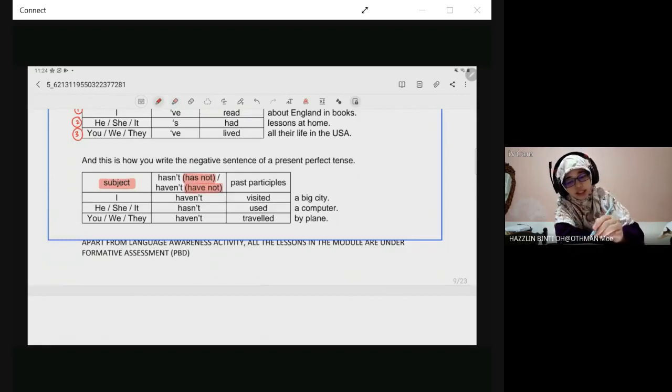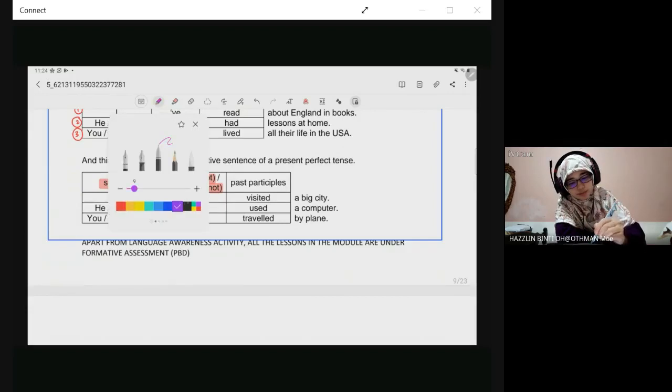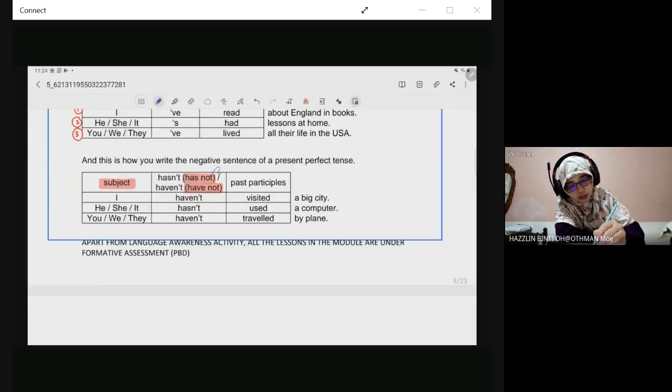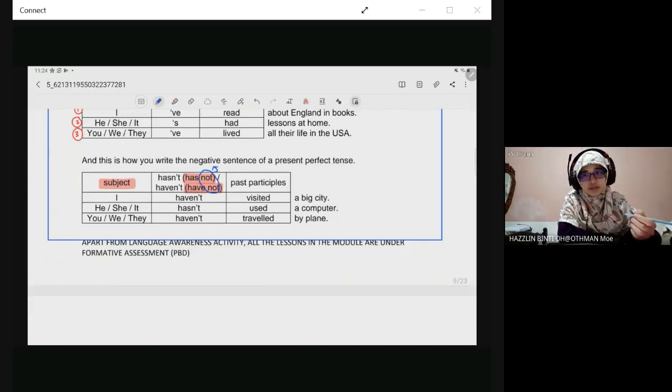The not here makes the sentence negative. If you don't have not, it becomes positive. If you have the not, it becomes negative. Okay, and the last one, you also have past participles. Okay, so let's look at the sentences.